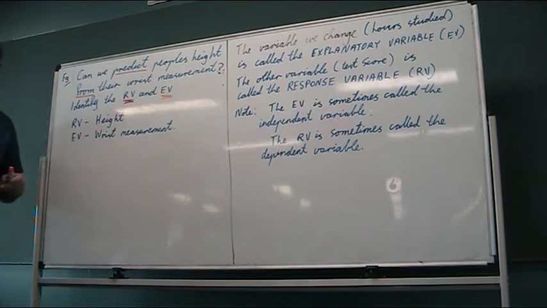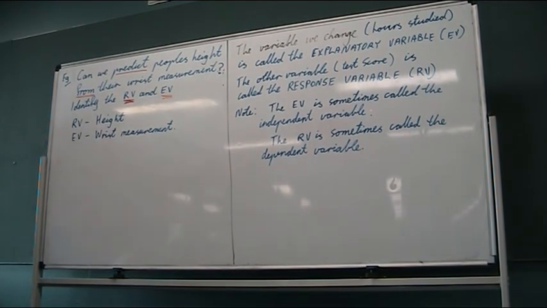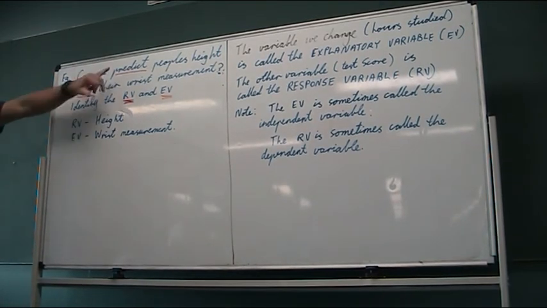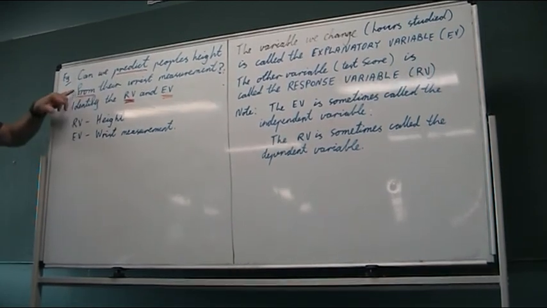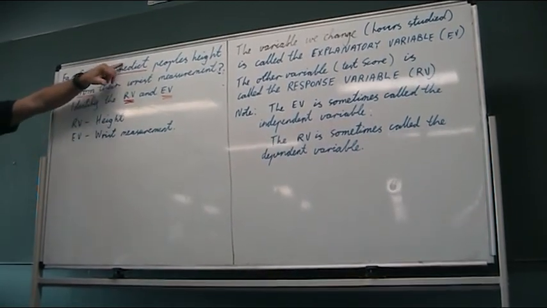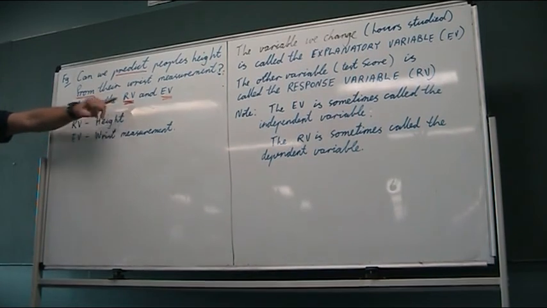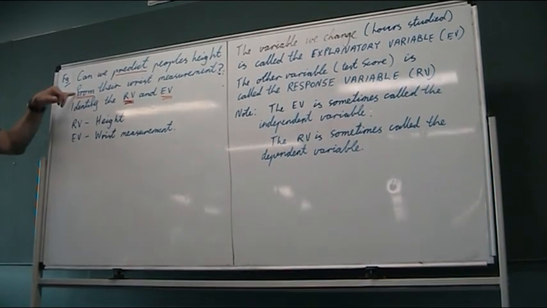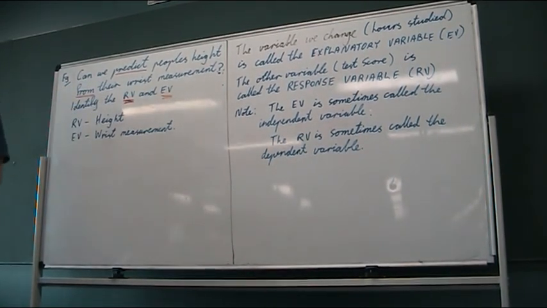Now we go around and we do that, measure people's wrists, measure the height, come up with some sort of graph or relationship between the two, and then see whether we can then go to some random person, measure their wrist and then predict their height from that. Alright, so those key words, predict and from. What we're trying to predict is our RV, and what we're using for that prediction is our EV.